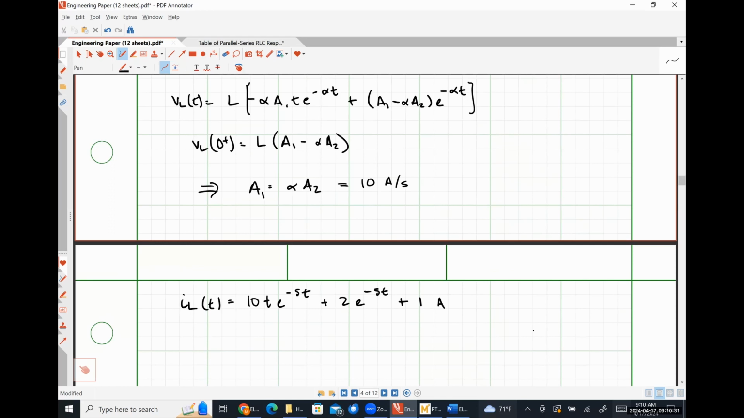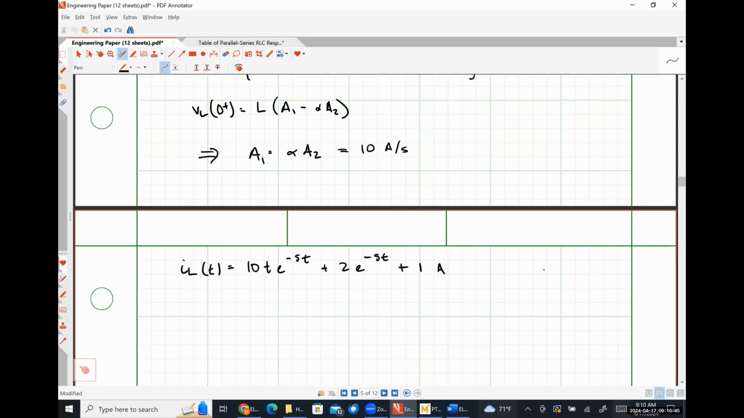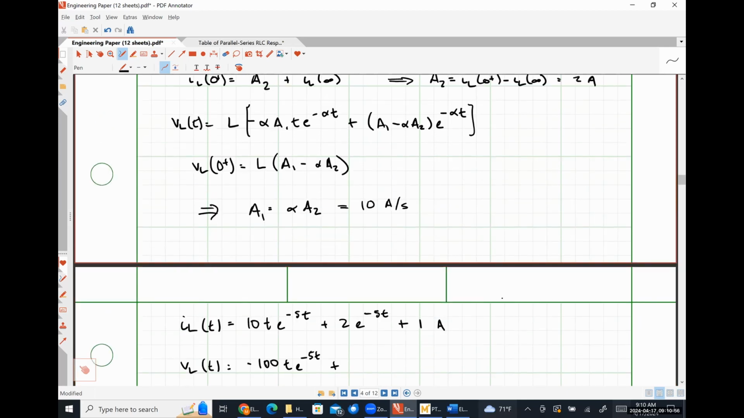And VL, so let's see, so we're going to have 2 times negative alpha times A1, negative 100 t e to the minus 5t plus, and so now we have A1, which is 10, minus alpha, which is 5 times A2. So that's just going to come out to be 0.